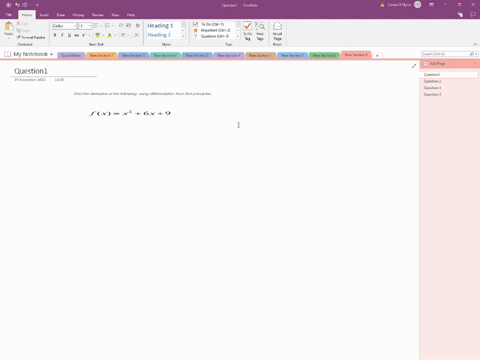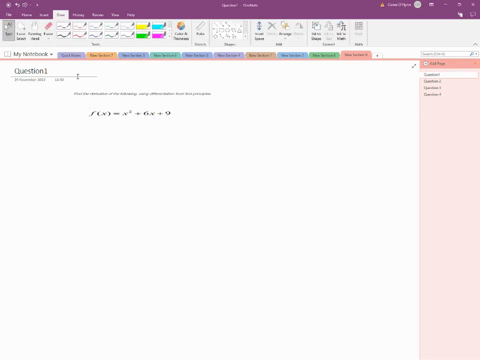Okay, so we'll go through the answers for these differentiation and integration questions. So the first one, they want you to differentiate from first principles. When they mean first principles, they want you to do the x plus h. All that means is wherever you see an x, you add an h. But you should get the same answer as a normal differentiation. So if I differentiate x squared plus 6x plus 9, I should get 2x plus 6.